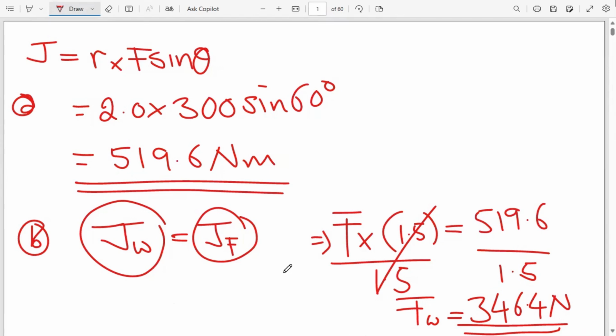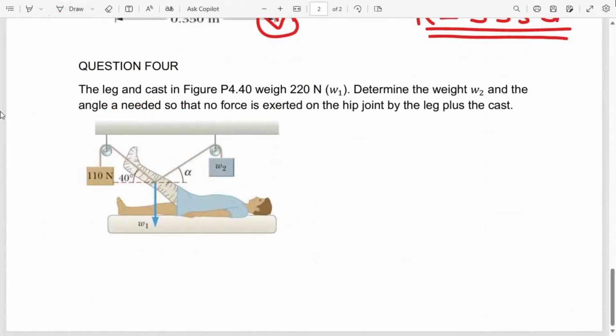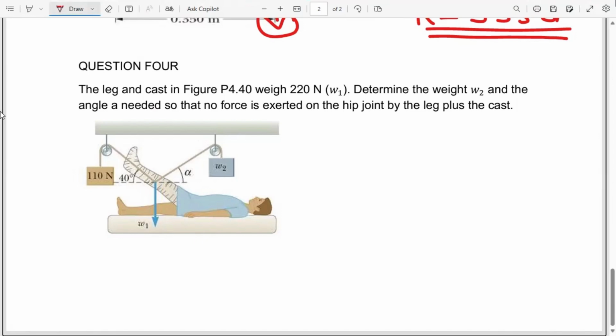Okay, so this is the end of our question 1. We can now move on to the next question, which is question 4, which is saying the leg and cast in figure P4.40 weigh 220 newtons. That is W1. So in this diagram, W1 at this point is 220 newtons. Then they're telling us to determine the weight W2 and the angle alpha so that no force is exerted on the hip joint by the leg plus the cast.